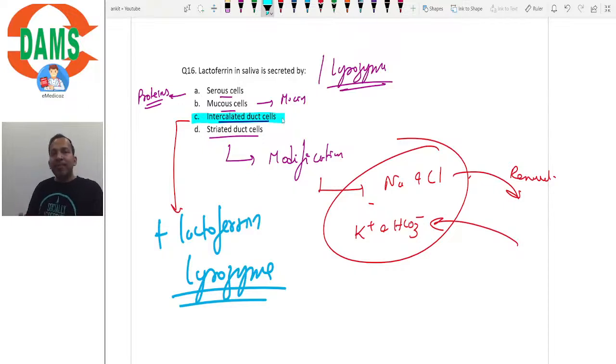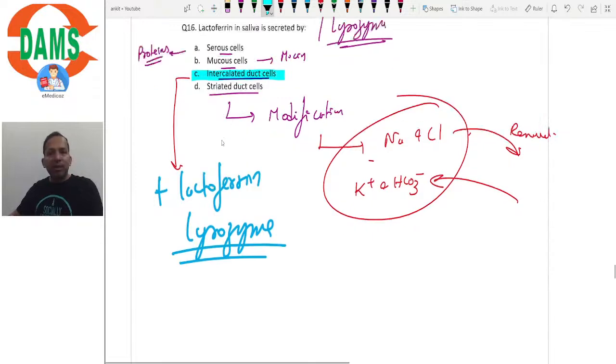So serous cells will add proteins. We know about zymogen granules, isn't it? Zymogen granules are secretory granules, or transport vesicles, which will store the proteins produced by the rough endoplasmic reticulum or the Golgi complex, isn't it? So all the proteins or enzymes, amylase, lipase, maltase, all those are stored in those transport vesicles. But as far as these antibacterial enzymes are concerned, they are secreted by intercalated duct cells, right? And not serous cells or mucous cells or striated duct cells.